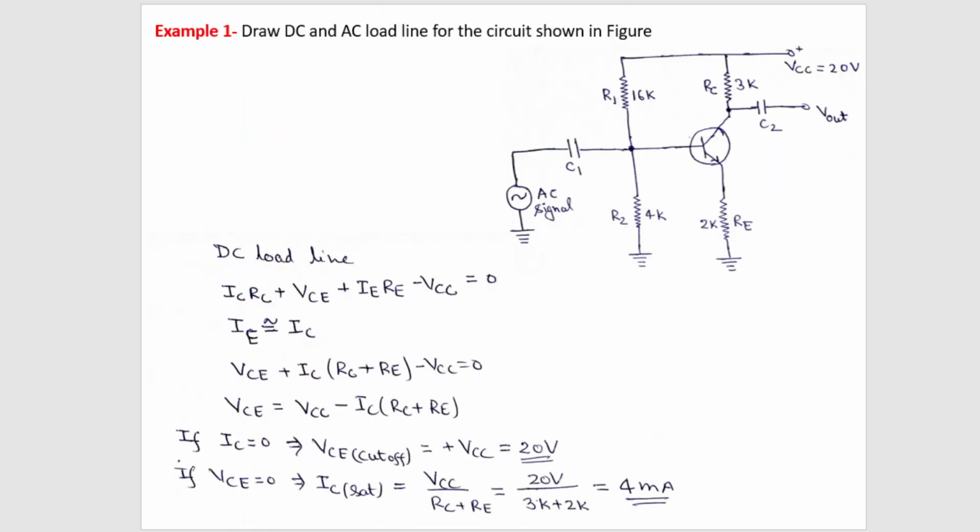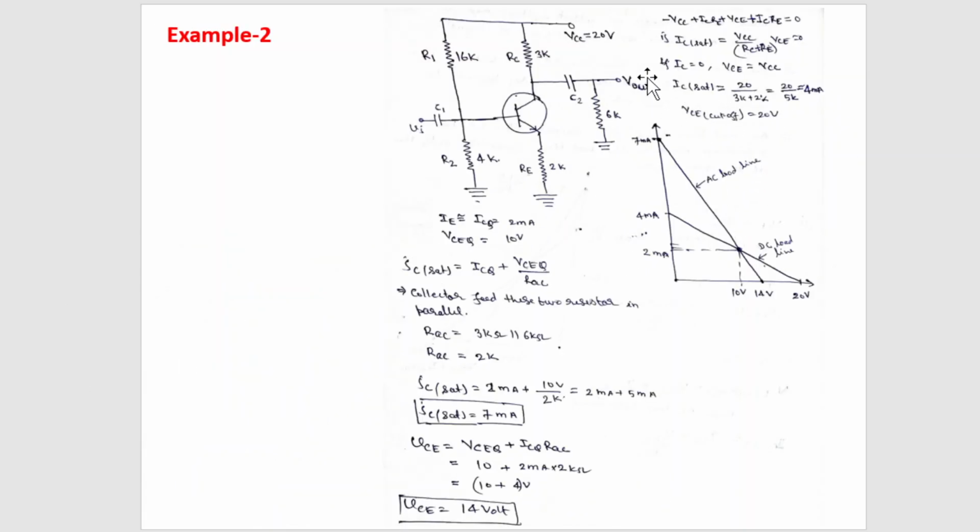So the DC load line and Q point will remain same as we have done in the previous problem. When we are doing the DC analysis, because of this capacitor we have to neglect this circuit, and we have to consider only this circuit. So this circuit will be exactly similar to the previous circuit. So the end points will be 20 volt and 4 milliampere. So this is the DC load line.